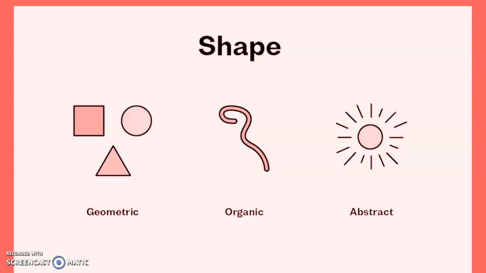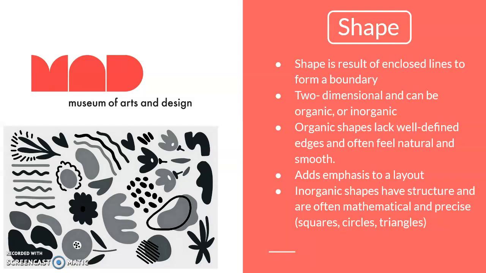Next is shape. Shape is the result of enclosed lines to form a boundary. Shapes can be 2D and they can be organic or inorganic. They can also be 3D, depending on how you draw them. Organic shapes lack well-defined edges and often feel natural and smooth. They can add emphasis to a layout.